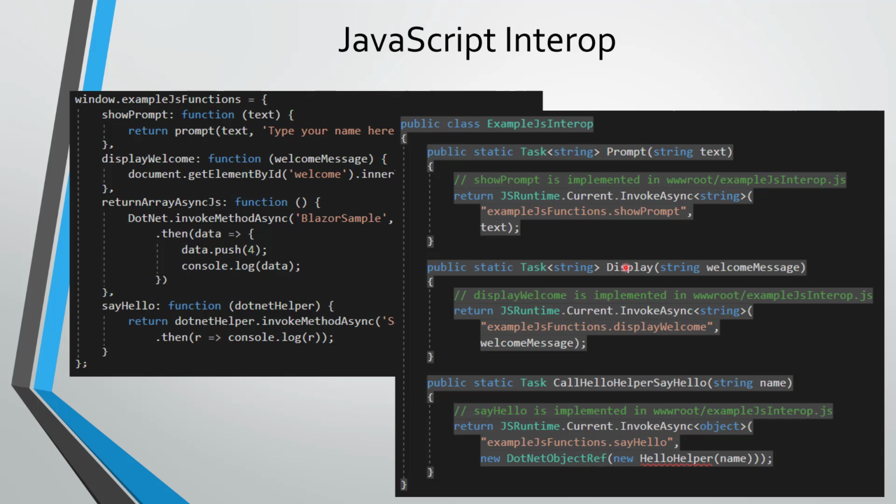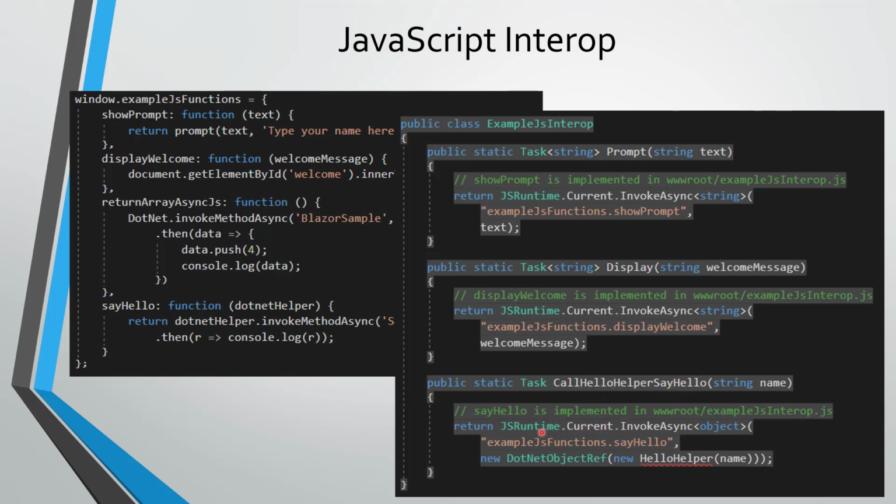Here we've got a display. This display is going to call display welcome, which is this method here, and that's just going to take whatever welcome message we put in here and add it to the welcome div element. So it's the same kind of thing, we just render it this way. I'm not sure exactly what the return is going to be on this.